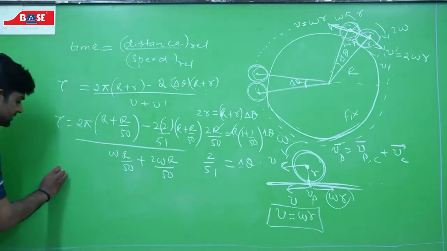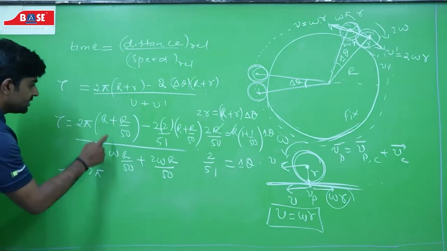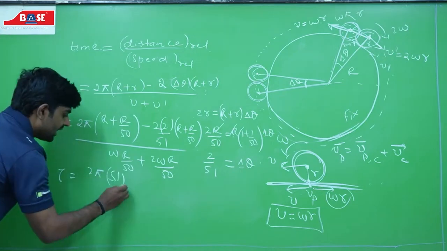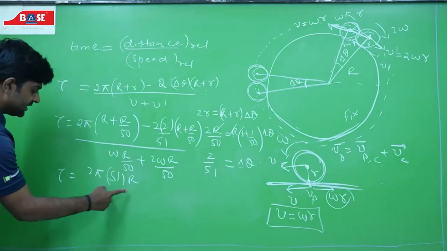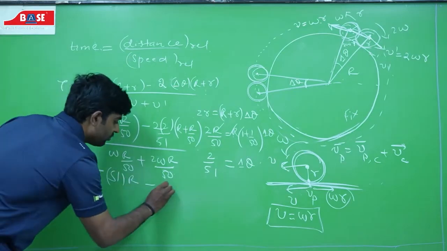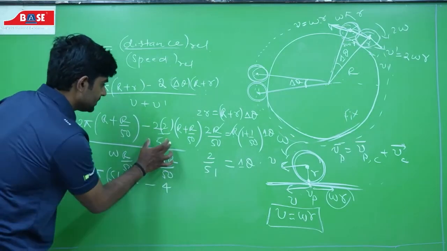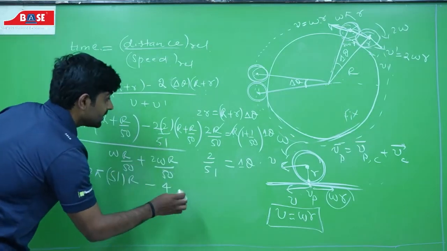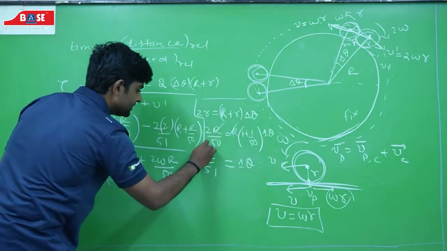Now let's simplify this. Tau equals 2 pi times 51, and r we have, so let me write r here, and there is 50 in the denominator, minus 4 times, and there is 50 here. Let me separate this so that we don't mix up things.